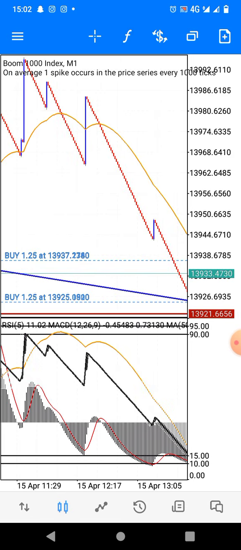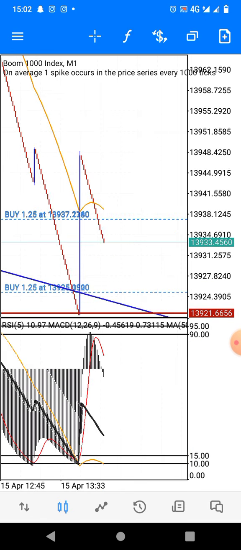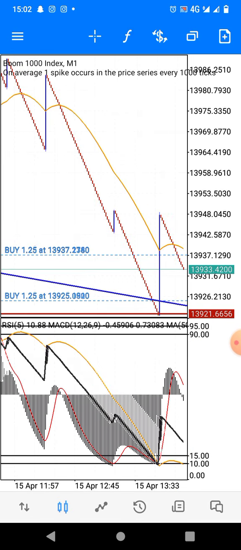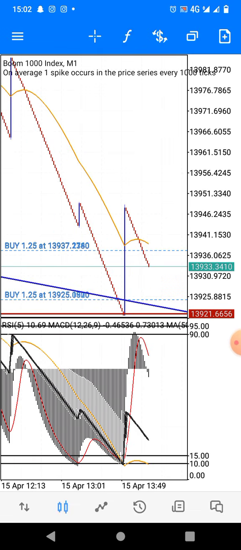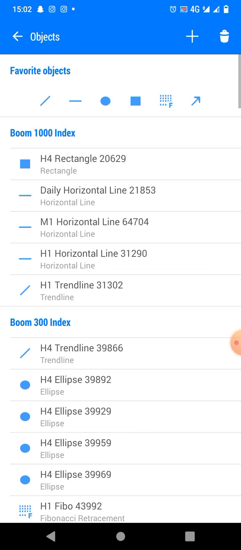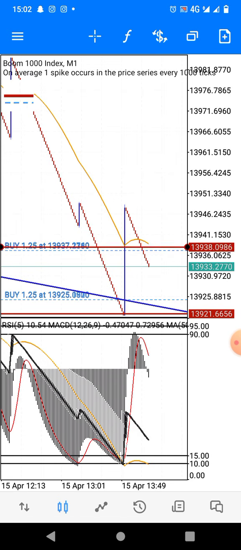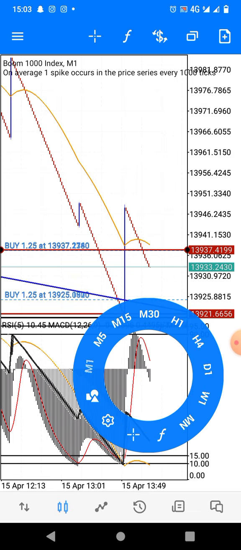The conditions were met and I had that spike. So you can see that I had the second entry again. So right now I'm waiting for another spike. I had my second entry, which is this one. So I'm waiting for more spikes.